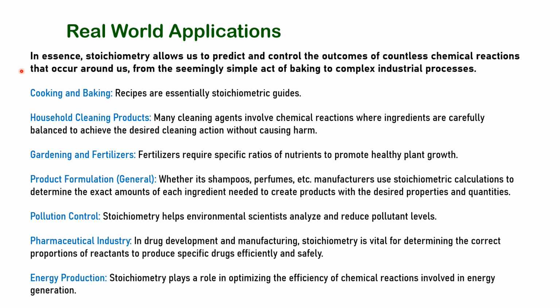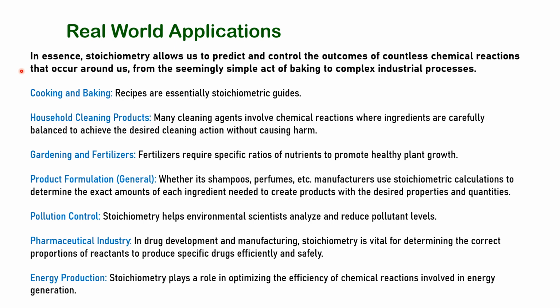Our second example is household cleaning products. Many cleaning agents involve chemical reactions where ingredients are carefully balanced to achieve the desired cleaning action without causing harm to the surface. For instance, when mixing bleach, a base, with water, understanding stoichiometry can help avoid overly concentrated or overly diluted solutions that could damage surfaces or not be effective at all.